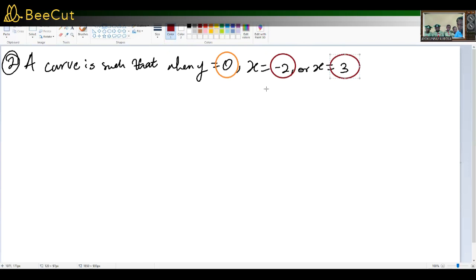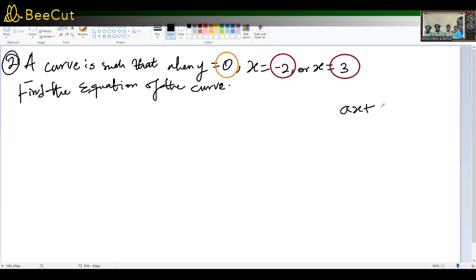So the question says find the equation of the curve. But before I move on to find the equation of the curve, let us be sure that we know what we're doing. Can you differentiate between something like this? If I say ax plus by equal to c, or if I say ax squared plus bx plus c equal to 0, can you differentiate between these two? Do you know the difference between the two?